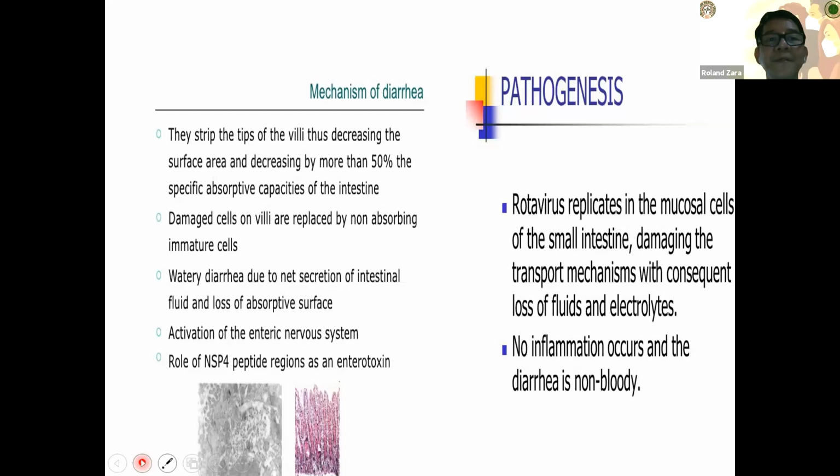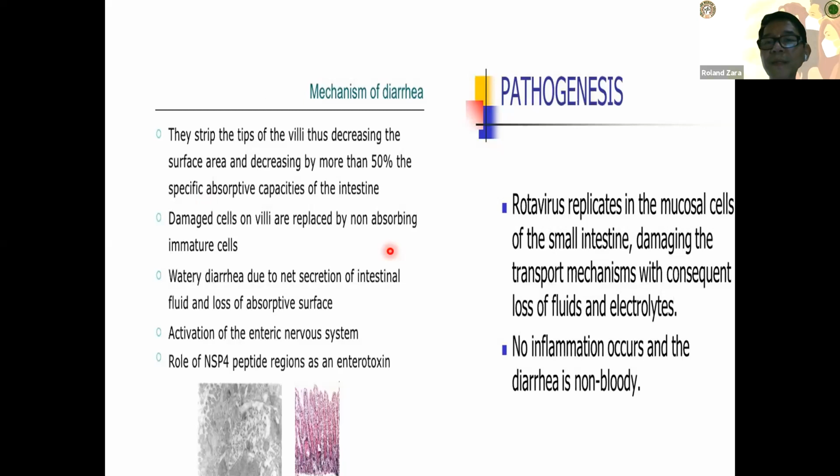So again, this is the mechanism of diarrhea summarized here. So what is important is there is the decreasing villi surface, decreasing more than 50% of the absorptive capacity. Yeah, they damage the villi and they are replaced by your immature non-absorbing cells. So it leads to watery diarrhea, activation of the enteric, neuroenteric, and the release of NSP4. So this is the summary of the mechanism of diarrhea. Okay, so same through with this one.